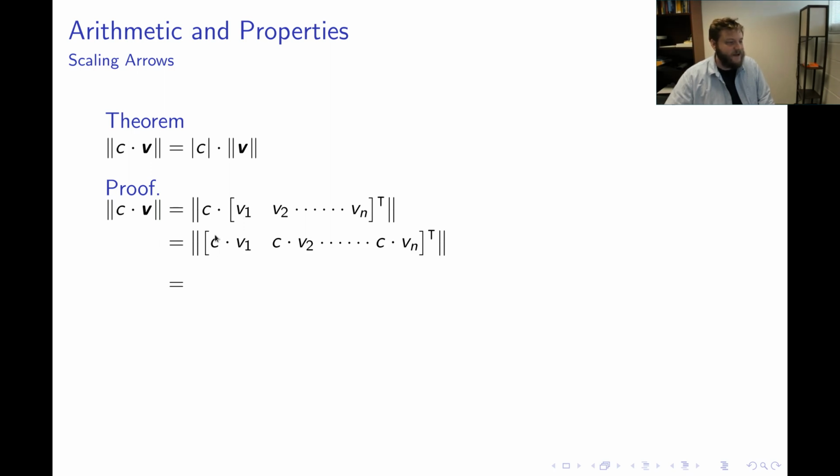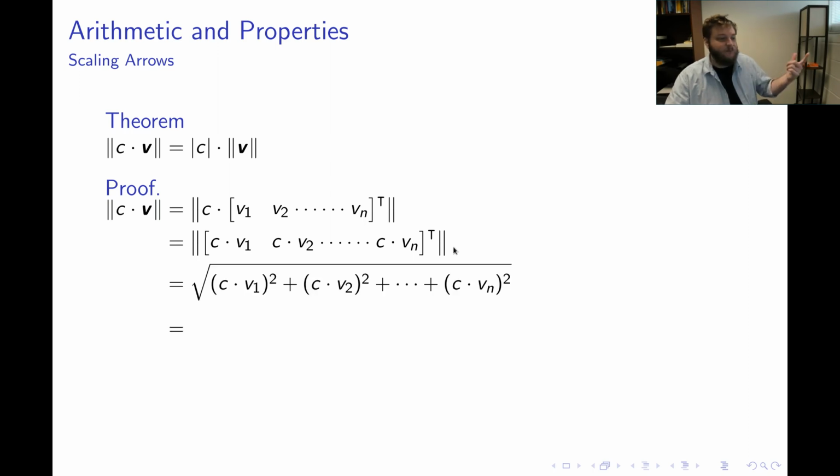So c times the vector is c times the first coordinate, c times the second coordinate, all the way down to c times the last coordinate. And so now I have a single vector that I'm taking the length of, and I can apply the length formula. Now I am summing the squares of all of the coordinates and then taking a square root. Well, the coordinates are the original v coordinates, each scaled by a factor of c.